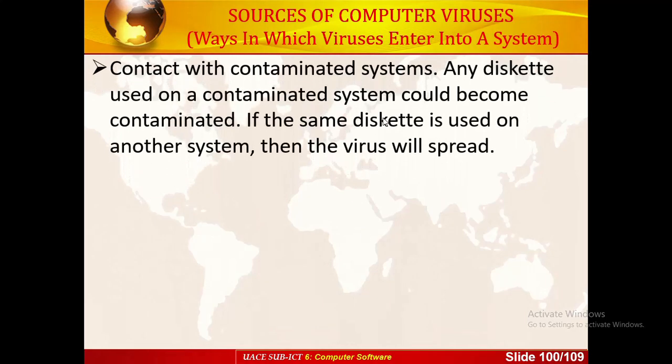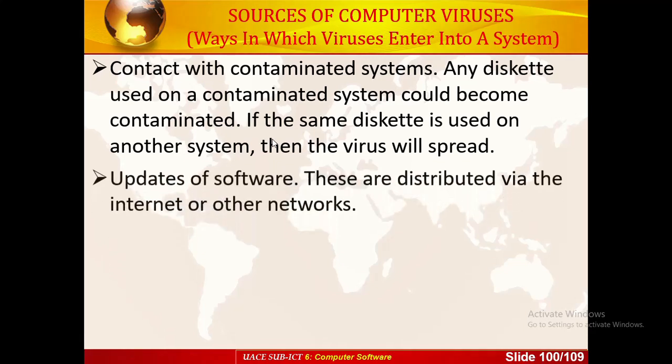How do viruses really enter our computer? These are the most important sources of computer viruses. One, contact with a contaminated system. Any diskette used on a contaminated system could become contaminated. If the same disk is used on another system, then the virus will spread. So this is simply like human beings. When you come in contact with someone who has, for example, HIV, of course you also get contaminated. So that is the thing.